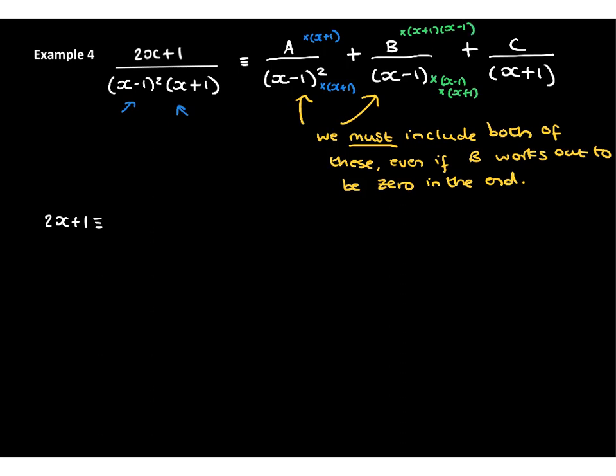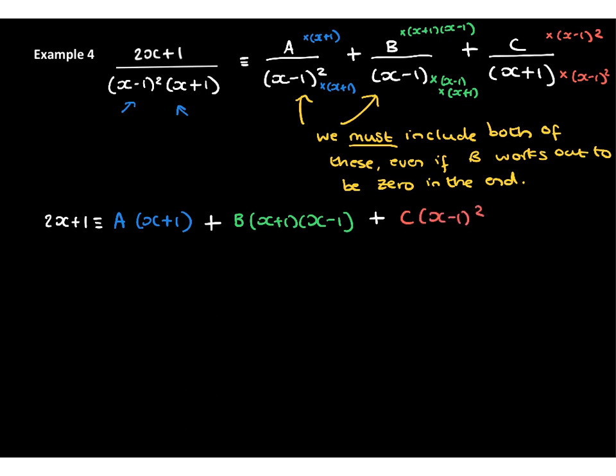And in my third part here, c over x plus 1, this would need to be multiplied by x minus 1 all squared, so would the numerator. So this gives me my right-hand side with numerators as well. Let's fill these in. So b multiplied by x plus 1 and x minus 1, and c multiplied by x minus 1 all squared. So here's my identity. So we need to find the values of a, b and c.